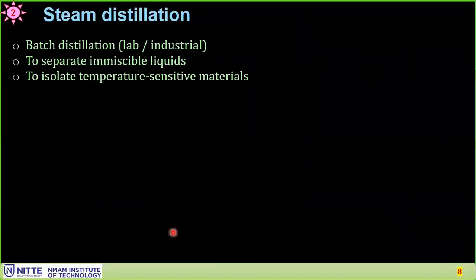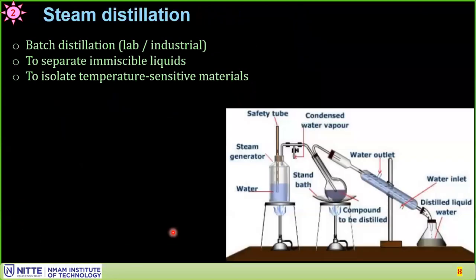Now it's a batch distillation. You can use it under lab scale or industrial scale also available. It is usually used to separate immiscible liquids. It may be a little confusing here. Immiscible liquid, if they are immiscible with each other, why can't you remove it?